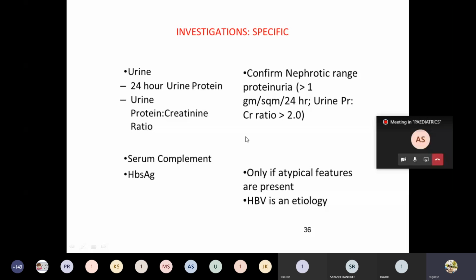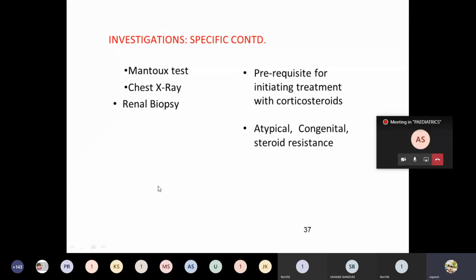Serum complement will be normal, and it will decrease in some nephrotic syndromes. HbA1c test has to be done to rule out secondary causes of nephrotic syndrome. These two are done in atypical cases of nephrotic syndrome. Certain investigations you should do, like the Mantoux test, to rule out tuberculosis before starting the treatment of nephrotic syndrome babies, because, as I already told, it's an immunocompromised status. That's why we do a Mantoux test in all children.